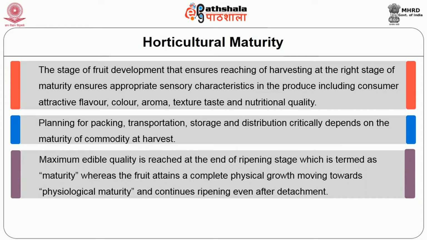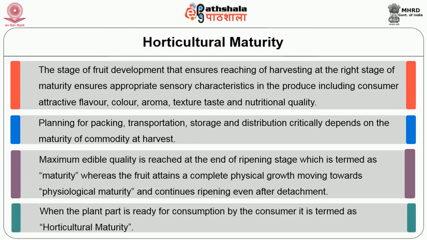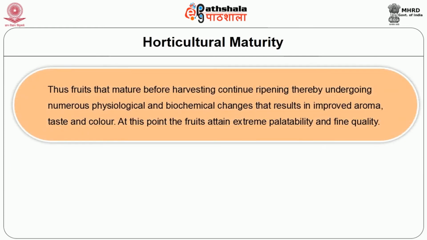Maximum edible quality is reached at the end of the ripening stage, which is termed as maturity, whereas the fruit attains a complete physical growth, moving towards physiological maturity and continues ripening even after the detachment. When the plant part is ready for consumption by the consumer, it is termed as horticultural maturity. Thus, fruits that mature before harvesting continue ripening, thereby undergoing numerous physiological and biochemical changes that result in improved aroma, taste and color. At this point, the fruits attain extreme palatability and fine quality.